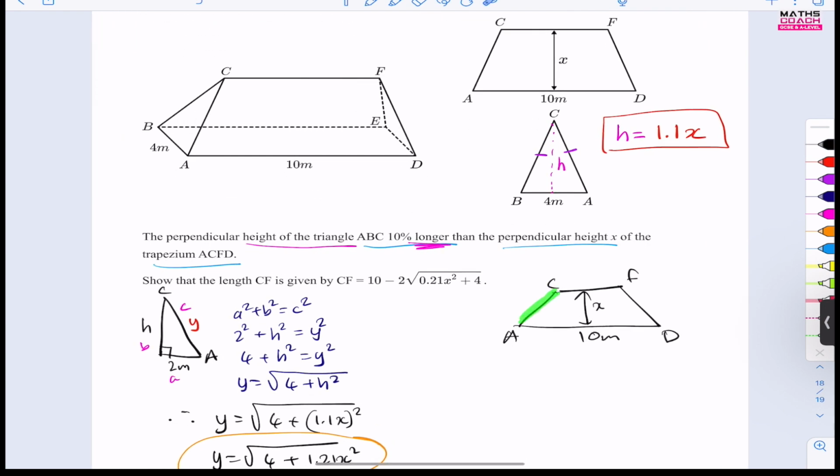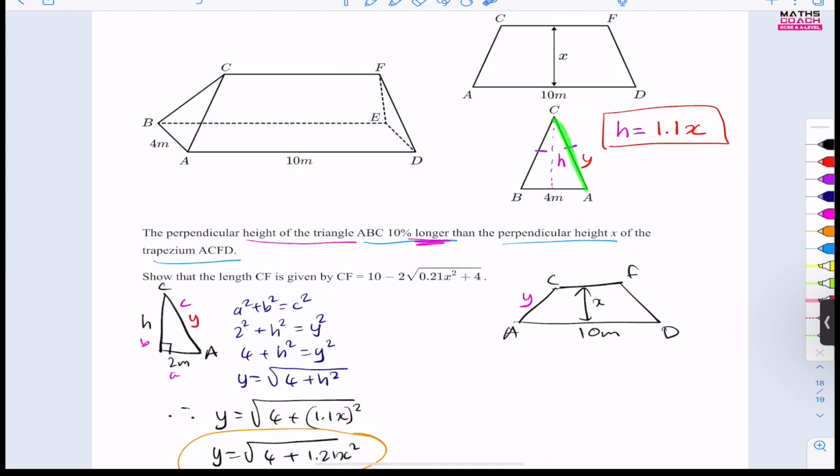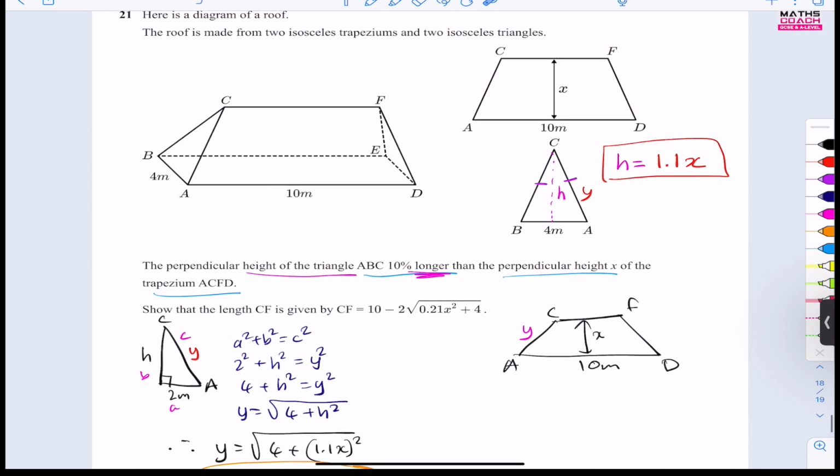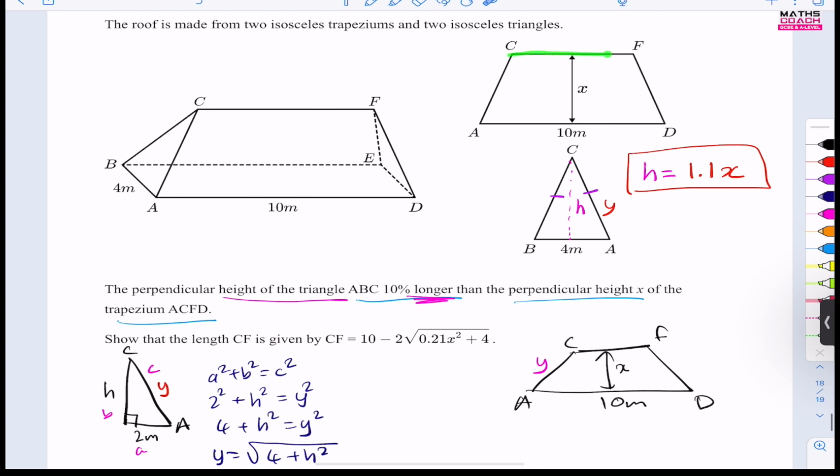This is y, so let's label that y, because that was y here as well. Quickly to recap, this y here is the same as that y there, so that's why I've labeled it y. And I know what y is, so that can go in here when I need it, not now. Now, we are trying to work out CF, all right?